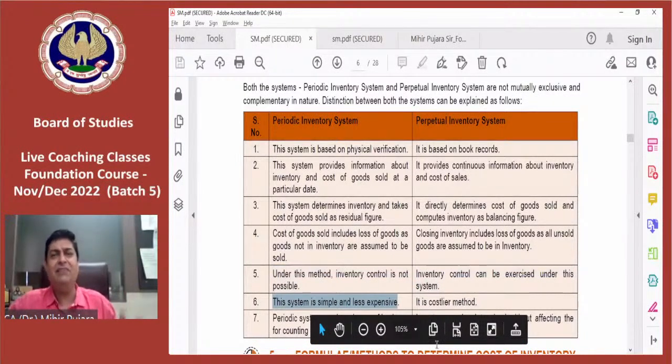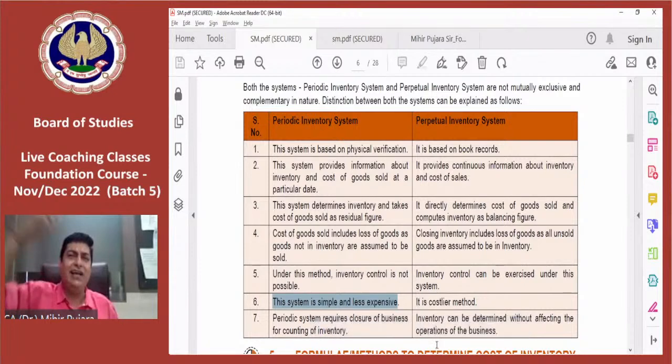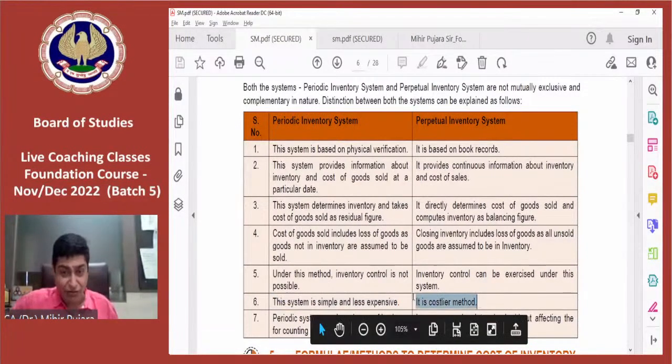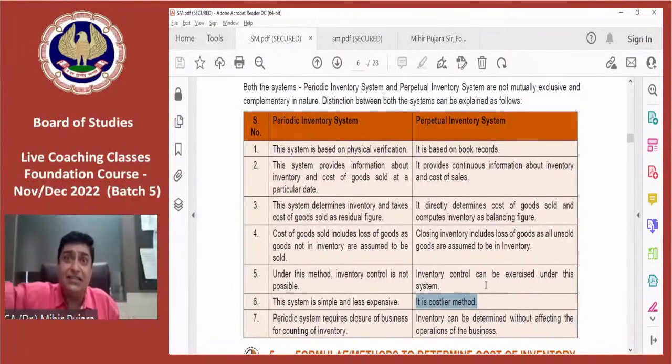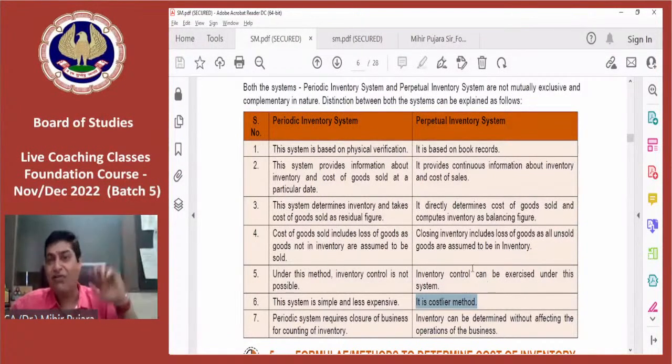Physical counting is very simple. You know, 5 बंदे गए गोडाउन में जाके स्टॉक गिन लिया, कोई खर्चा करने की जरूरत नहीं है. But perpetual is costly because you have to maintain records. You need an expert or you need a system. You need software. So it's costly.